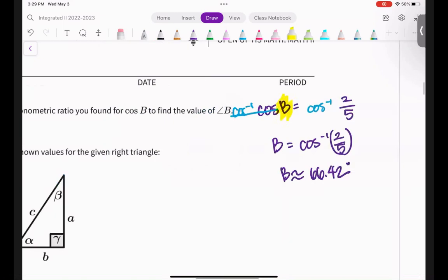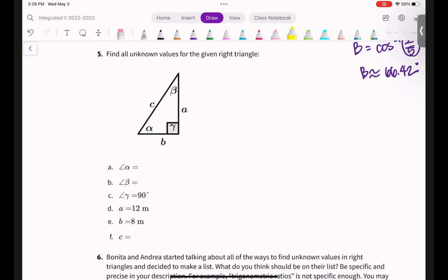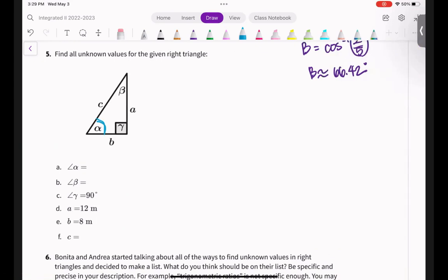Okay. So here you have to find all the unknown values for the given right triangle. So what are they talking about here? What you're going to do is look at angle alpha and figure out what calculation you would use in order to find angle alpha. Okay.